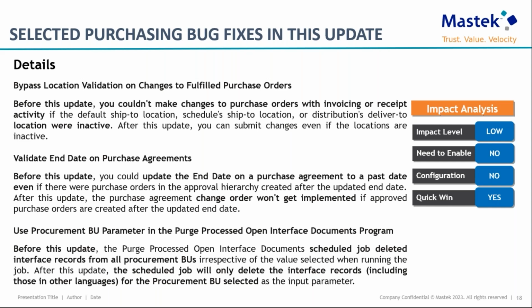The next bug fixing is use procurement BU parameter in purge process open interface document program. Before this update, while using this scheduled job, the interface record was used to delete all the data for all the procurement BUs. And after this bug fixing, this scheduled job will only delete the interface record for the selected procurement BU only.